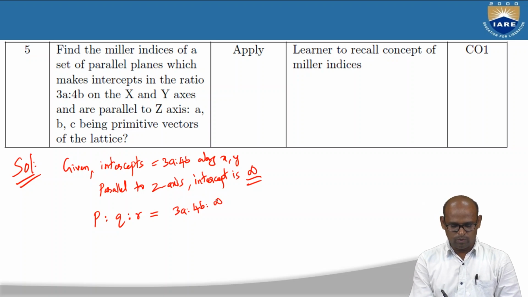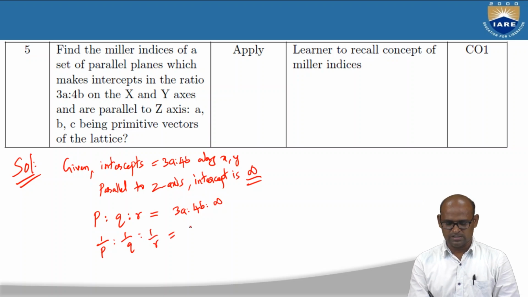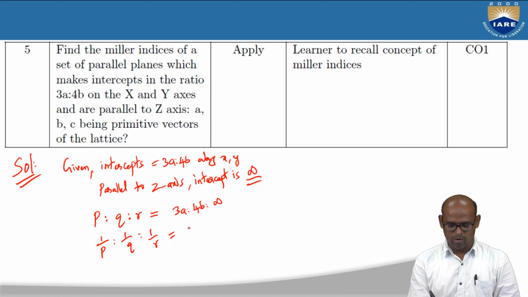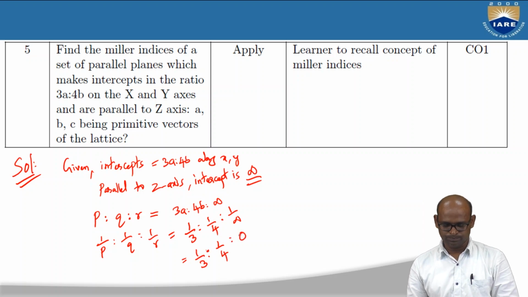Now I am going to write the reciprocals of these intercepts: 1 by p, 1 by q and 1 by r. For the reciprocals, I am taking the primitive vectors as unit vectors. So 1 by 3, 1 by 4, and 1 by infinite, which is 0.